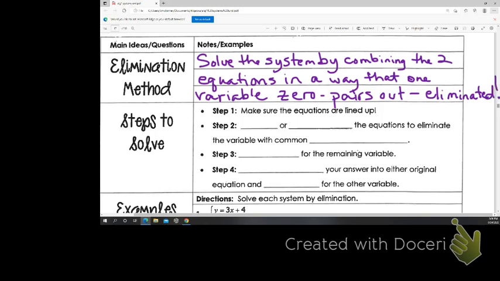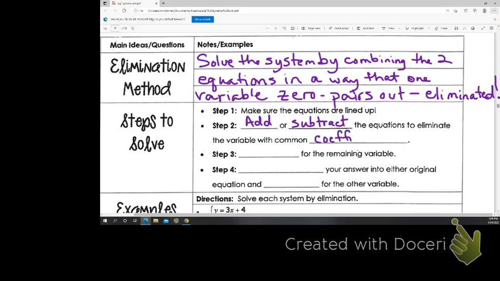So first, if the equations are not lined up, you want to line them up. Even the equal sign, all right? So honestly, elimination method is what I would advise you use if your two equations are already both in standard form. It's perfect time to use elimination. And then you can add or subtract the equations to eliminate the variable that has a common coefficient.